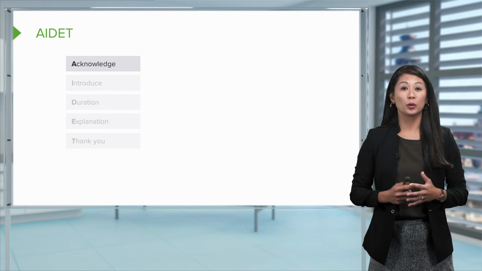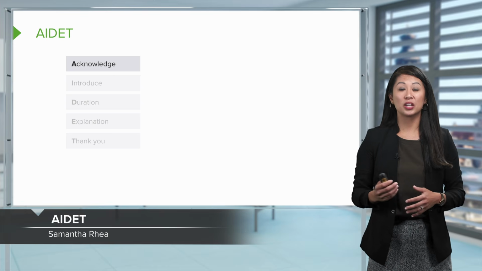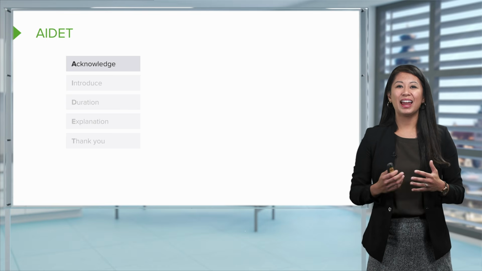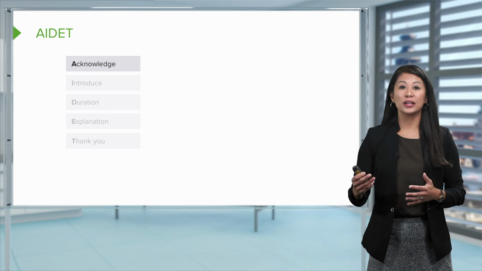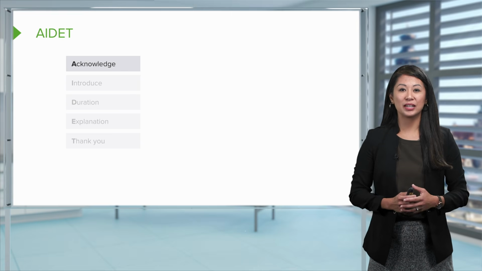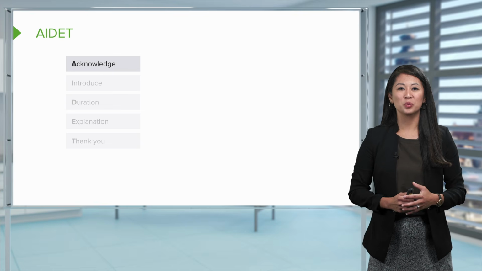Let's look at another form of communication. We call it AIDET. So this is specific to the patient encounter. So again, it's called AIDET, not EAT it, AIDET. So A stands for acknowledge, I is for introduce, D is for duration, E is for explanation, and T, of course, is for thank you.